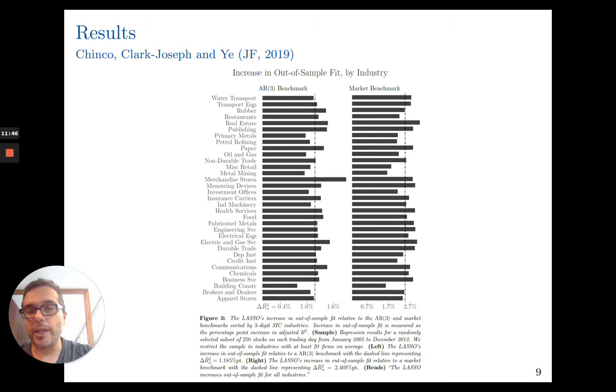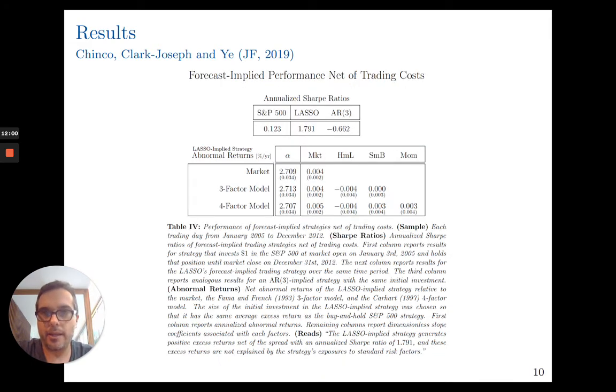And also, if you look at different sectors, there are many sectors here, you see that the increase in R squares is positive all over the sectors. It's not being dominated by one specific sector, okay?